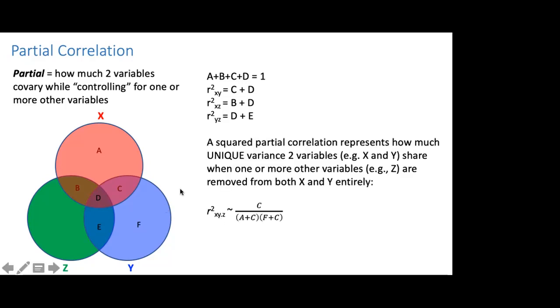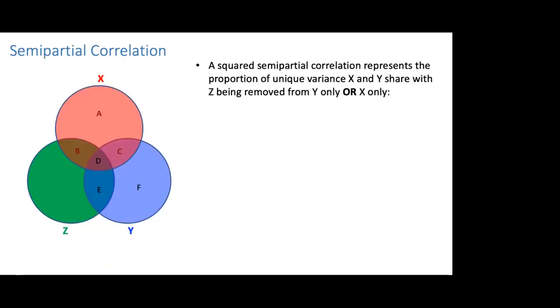That is basically the unique variance that two variables share. Unique, so that means unique above and beyond what they share with Z. Okay. And now let's think about what the semi-partial correlation means.